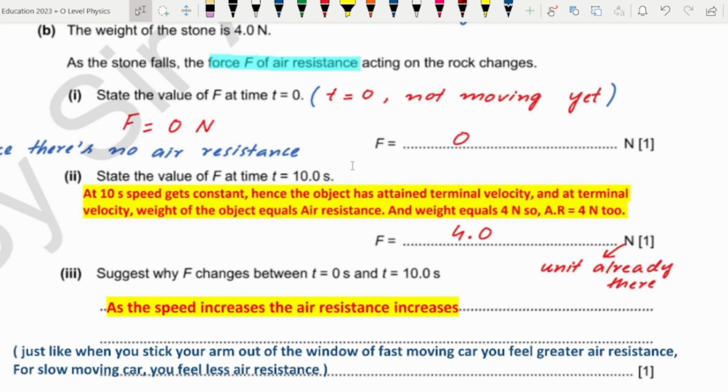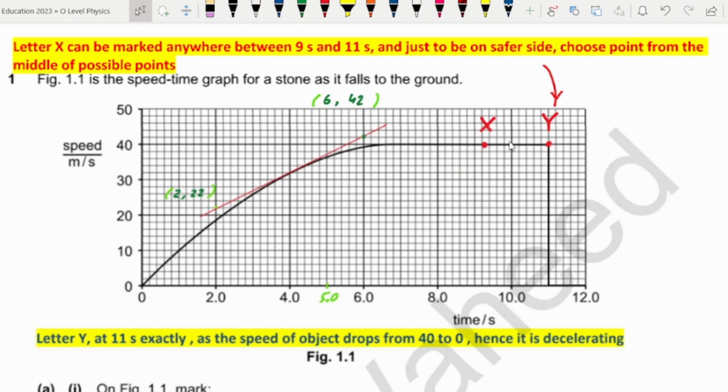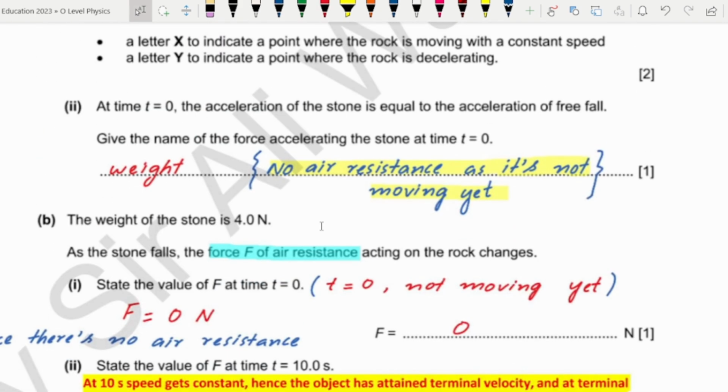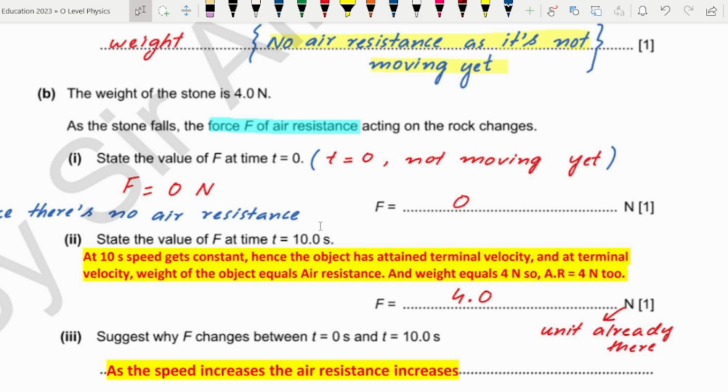Second part, state the value of F at time t equals 10.0 seconds. So you see at t equals 10 seconds, they're referring to this point over here. It is having uniform speed, and since it's moving in a straight line, it is having uniform velocity. And we can have uniform speed or uniform velocity if the forces are balanced. There was a force of weight which is 4 Newton, and there is now air resistance, and in order for the forces to be balanced, the air resistance should be equal to the weight. So air resistance should also be 4 Newton. So for this one, you can simply write here 4 Newton. And the unit is already there, so you can simply write 4.0.